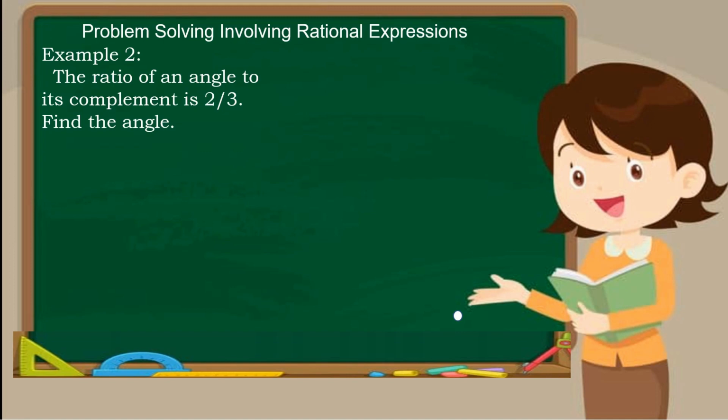Let's take a look at this example. The ratio of an angle to its complement is 2/3. Find the angle. Alright. So first, we will identify what is given and represent the missing using a variable. Okay? So representations, this time we have to let the missing be x. Okay, this will be the angle that we are looking for. The ratio of an angle to its complement is 2/3. Find the angle. So, hindi natin alam yung angle. Let it be x. Okay?